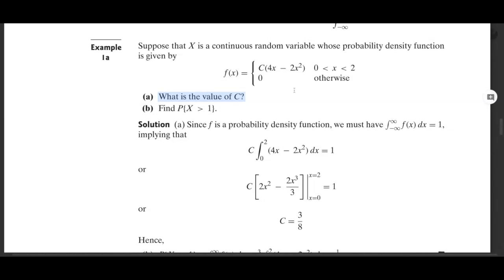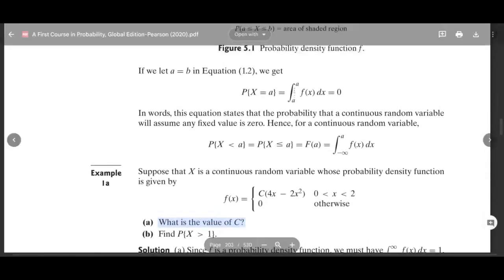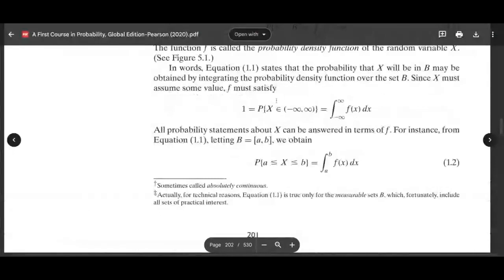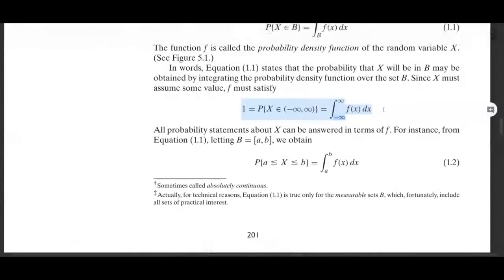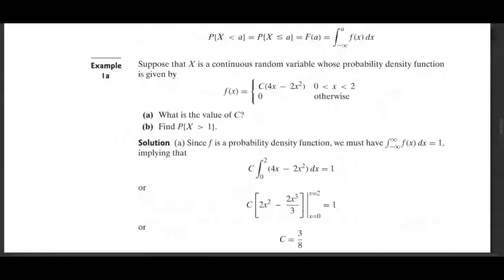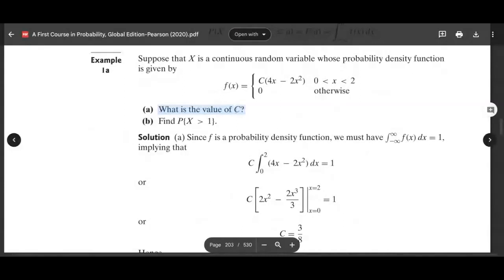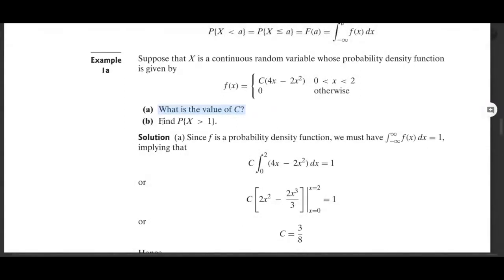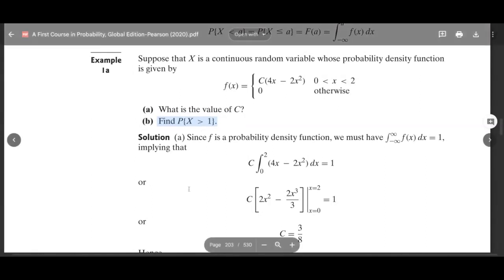Remember, we have to satisfy this condition. Because to be a probability, of the 3 axioms, one of them is that adding up all the area has to be 1 to make a probability distribution. So A, we want to find out the value of C, and then B, we want to find out the probability that the random variable is greater than 1.